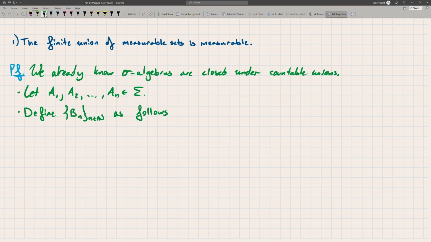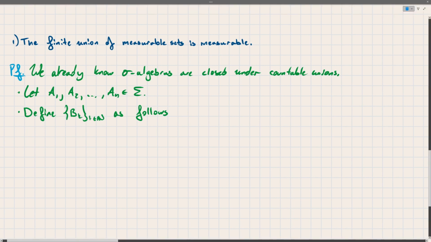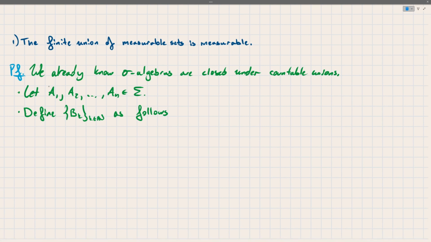Actually, I should use a different index, not n. Let me use k. Bk for k a natural number. We'll say that the first n elements of this sequence are precisely A1, A2, all the way to AN. So I'm going to write that as Bk is equal to Ak for 1 less than or equal to k less than or equal to n. Okay, and then after that, the additional elements of this collection for k greater than n, I'm just going to say that Bk is equal to the empty set.